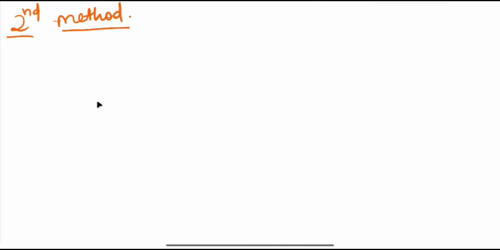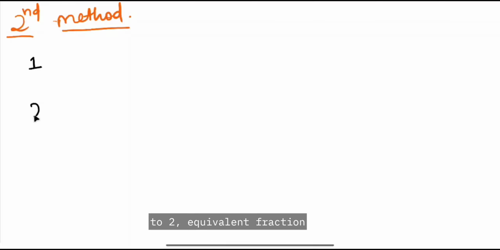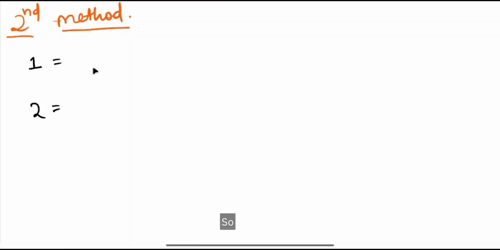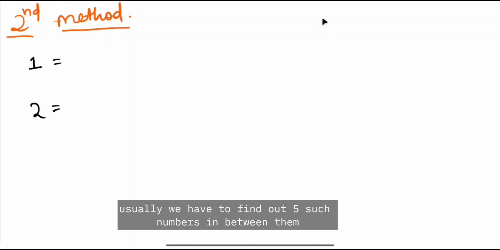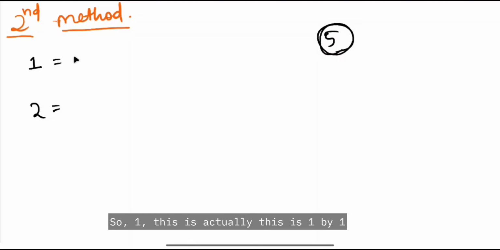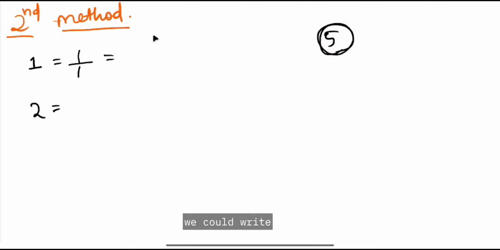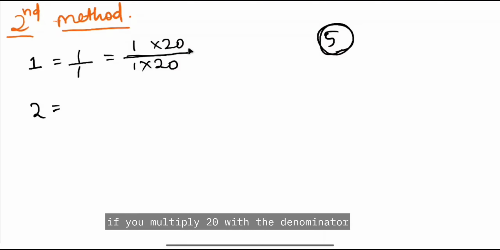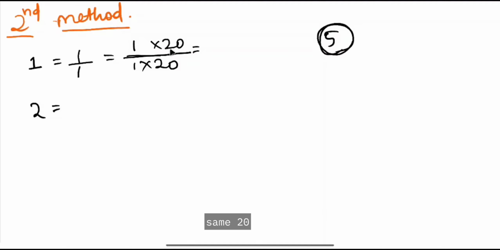The second method is that in between 1 and 2, first we talk in terms of equivalent fractions, equivalent rational numbers. We have to find 5 such numbers in between them. So 1 we can write as 1 by 1. We can multiply 20 with this. If you multiply 20 with the denominator, we have to multiply the same 20 with the numerator. So 1 into 20 would be 20 by 20.